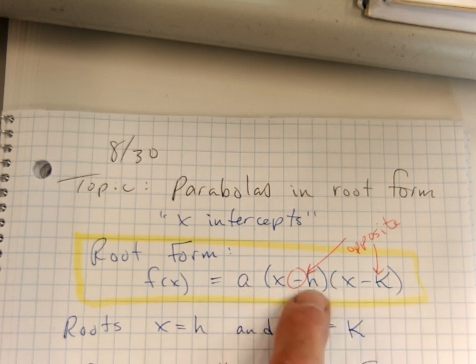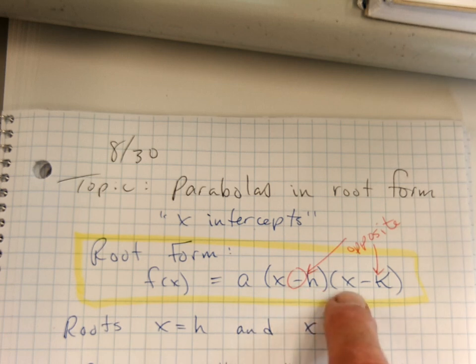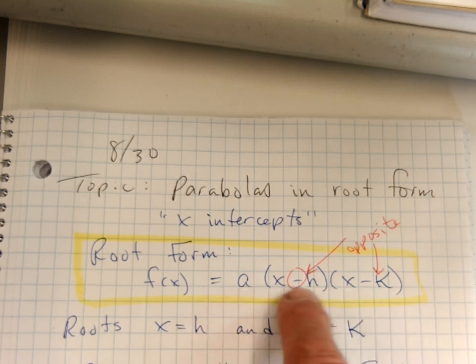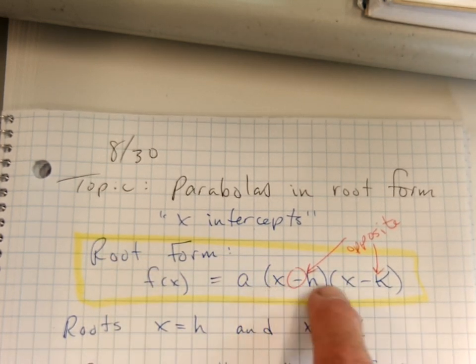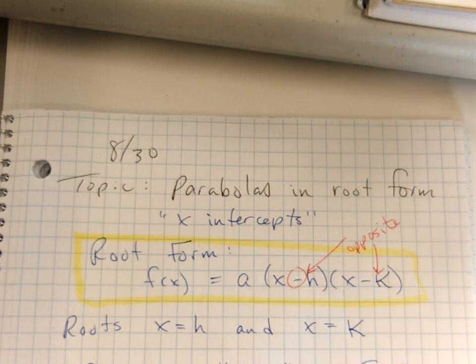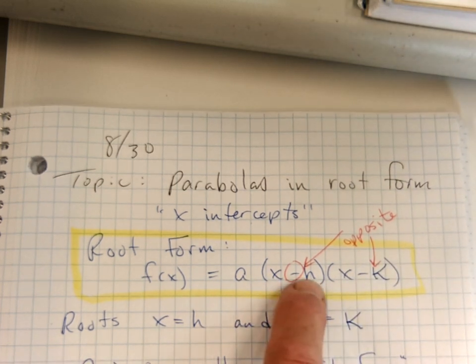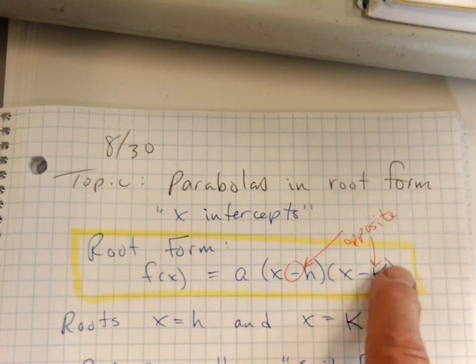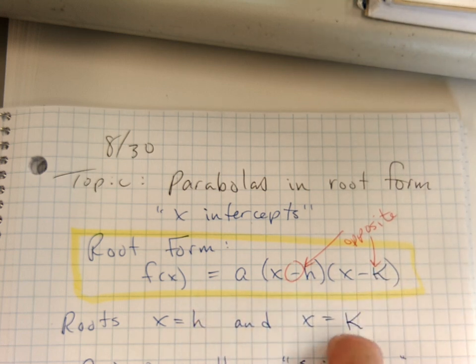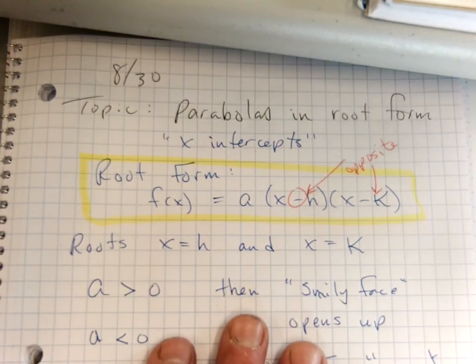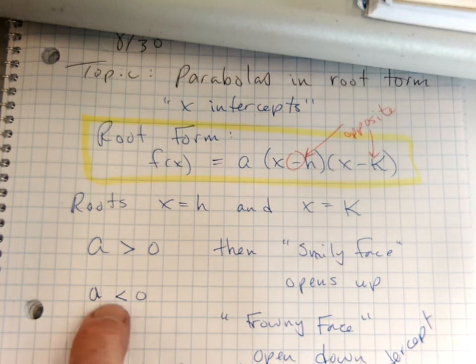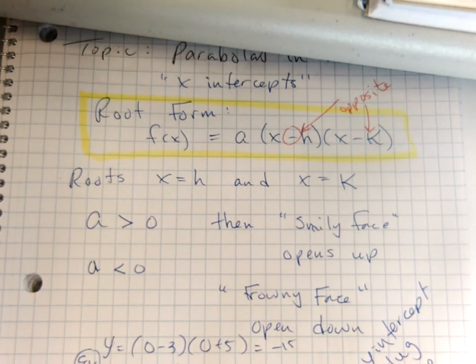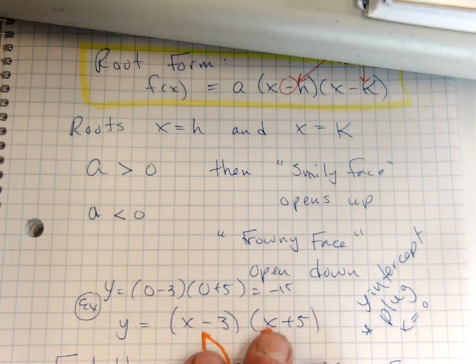But here's what we want to look at. Parentheses, x minus or plus some number, parentheses, x minus or plus some number. So this is our form for anything in root form. Because of the minuses, in math we know that minuses mean opposite, okay? So then the roots would just be whatever this number is and whatever this number happens to be. Now roots are also x-intercepts, okay? We talked about a being greater than 0, opens up, a being less than 0, negative, frowny face opens down, okay? So we looked at an example, okay?